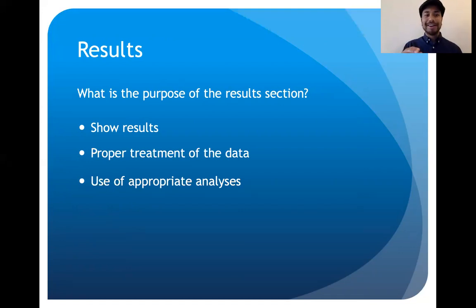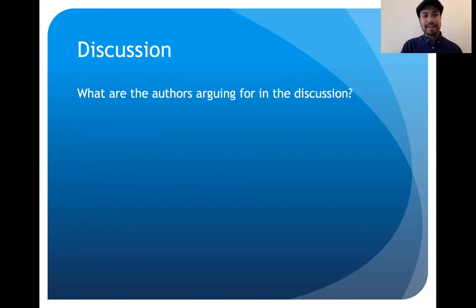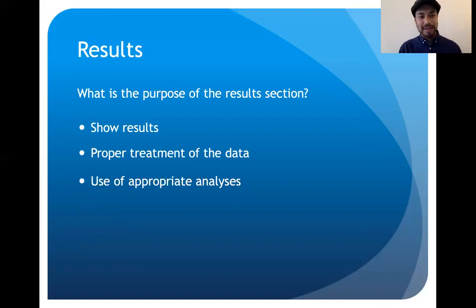And why is this so important? Because they're going to show conclusions in the discussion section, and they're going to base these conclusions on the results section. And if the data were not treated properly, if the appropriate analyses were not used, that argument that they make in the discussion has no solid foot or solid leg to stand on.